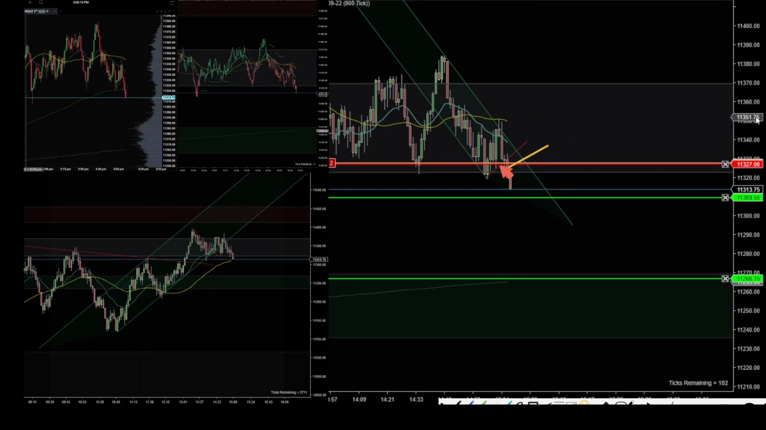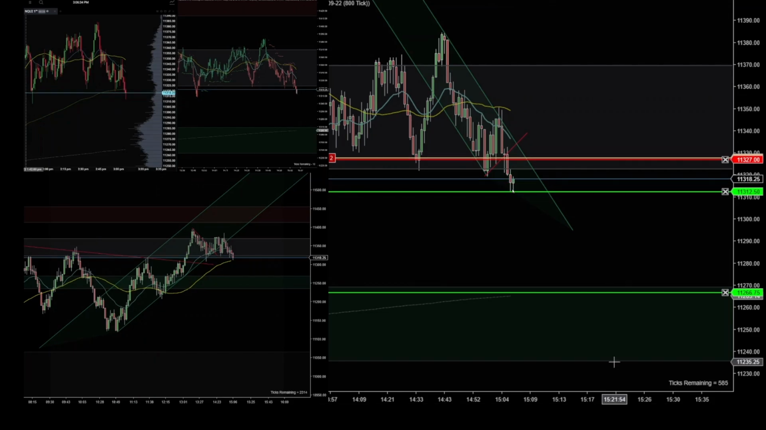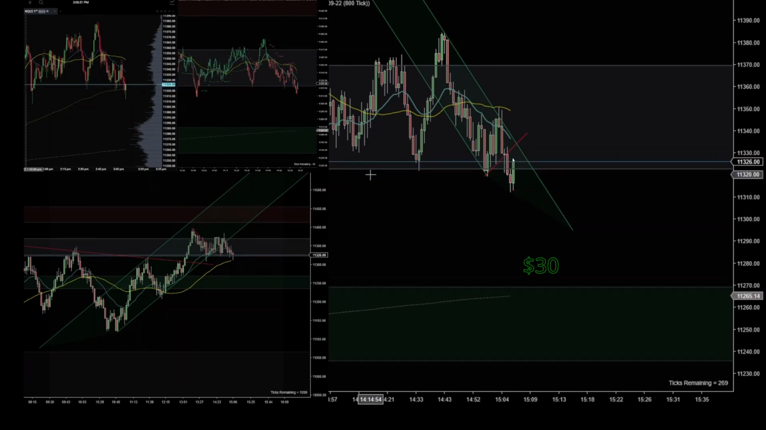This red bar was nice after that wick here. Didn't take my first target there. Now the price is bouncing from the 50 SMA. It may stop me out there. Stop filled. Okay, I'm filled out.